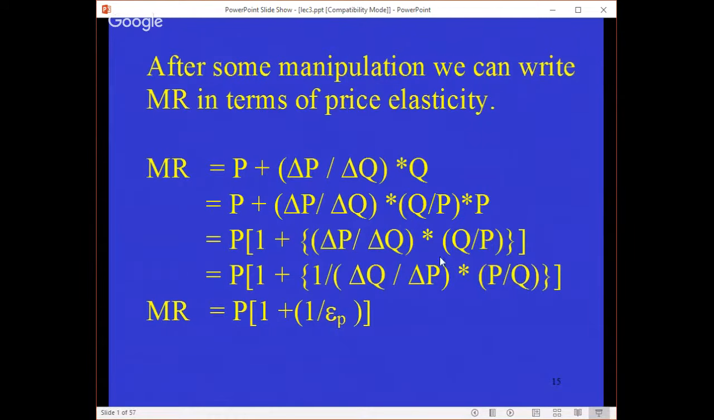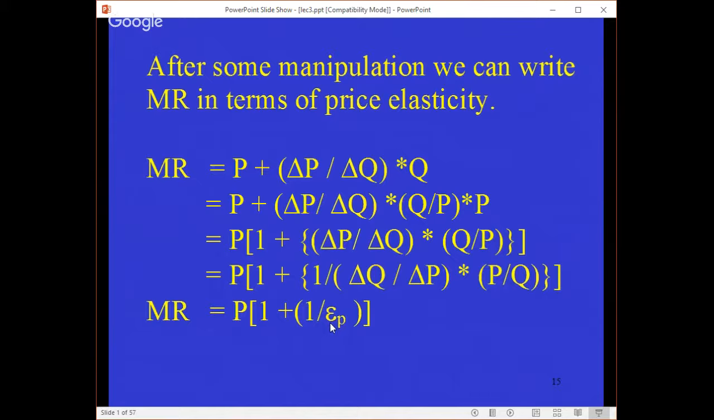This right here looks a lot like elasticity, but it's backwards. It's essentially the inverse of elasticity. So I can rewrite it as delta Q divided by delta P times P over Q. So this is elasticity. So I get P times 1 plus 1 over epsilon P.